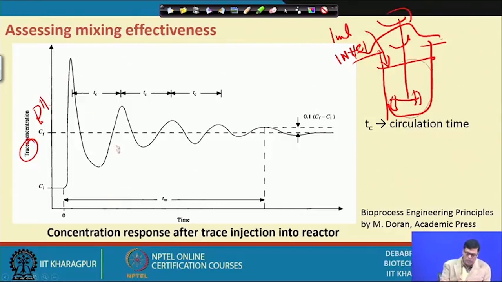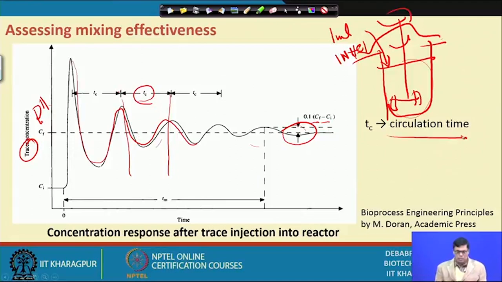So, you have so many wave-type characteristics, and after several waves, you will find uniformity in the reaction mixture, where you can find the final concentration minus the initial concentration. What I mean is that this curve is the wave that we have. The time between these two peaks we consider as TC, and TC is the circulation time. Actually, we have observed that the mixing time TM equals 4 into TC.